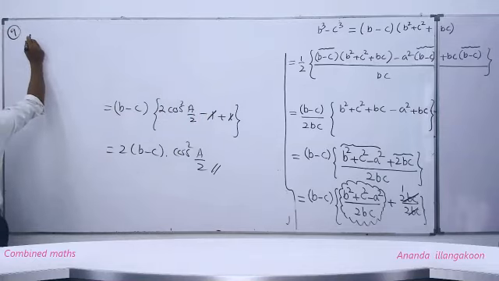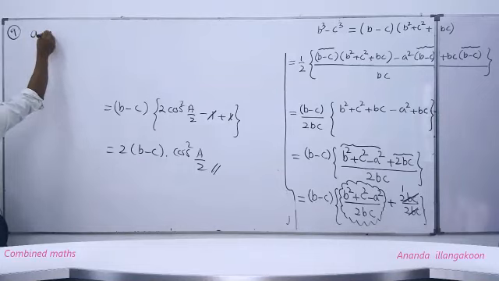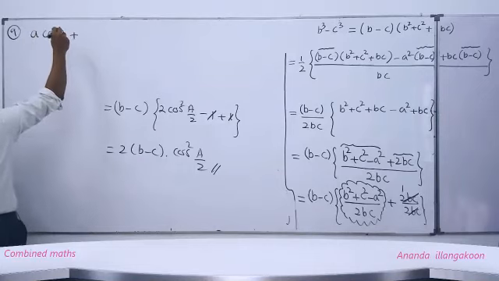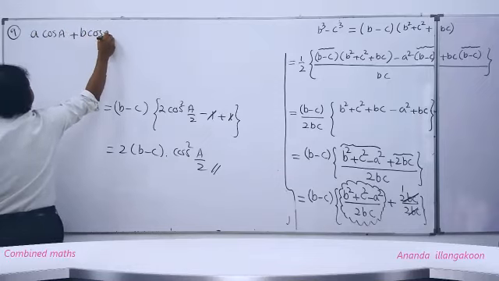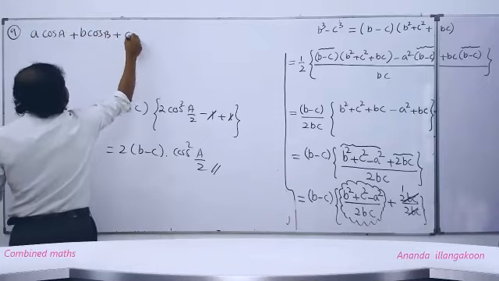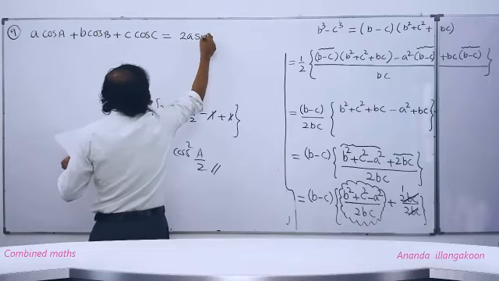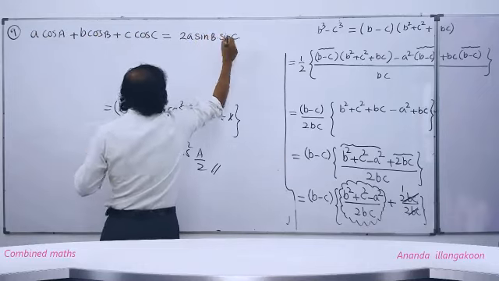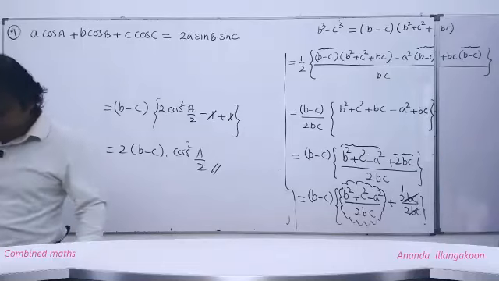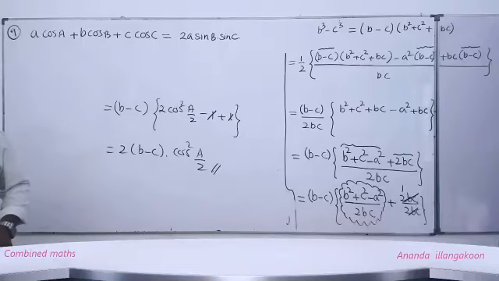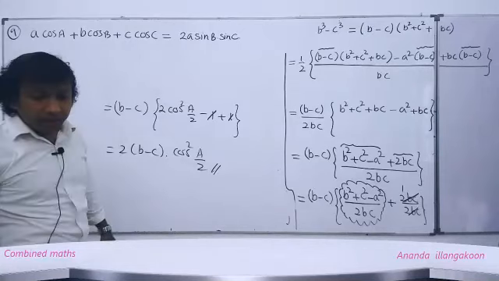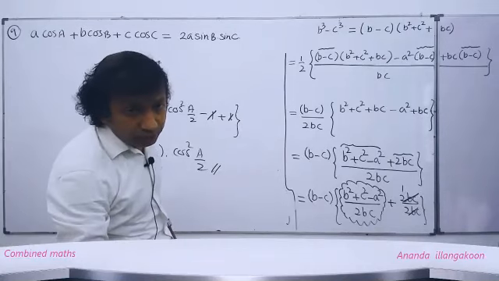Number 9. Show that a cos A + b cos B + c cos C = 2a sin B sin C. Right, we will try this question. I'll give two to three minutes and then we'll work out the question together.